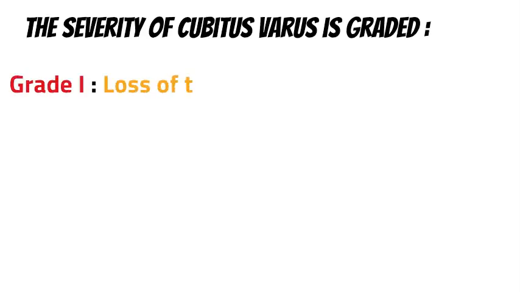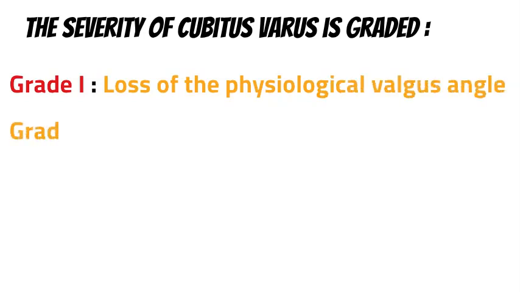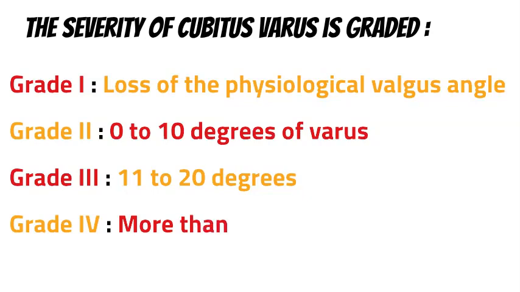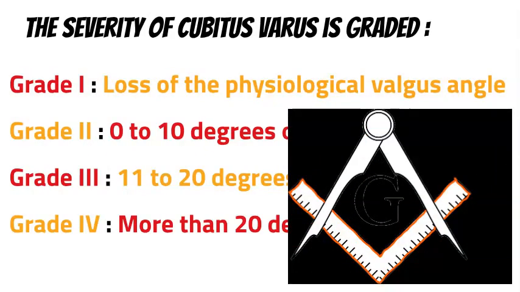The severity of cubitus varus is graded as: Grade 1, loss of the physiological valgus angle. Grade 2, 0 to 10 degrees of varus. Grade 3, 11 to 20 degrees. And grade 4, more than 20 degrees.